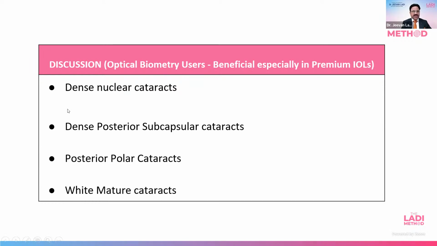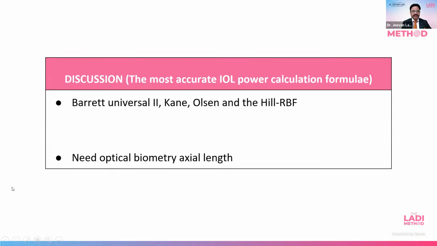Swept source is another advancement in optical biometry, and it is performing quite well for a dense cataract, dense posterior subcapsular cataract, and posterior polar cataract, but the challenge still remains for a white mature cataract. Accurate IOL power calculation formulae to get you the exact reading and your target are Barrett Universal 2, Kane, Olsen, and Hill RBF. But all of them need optical biometry axial lengths.